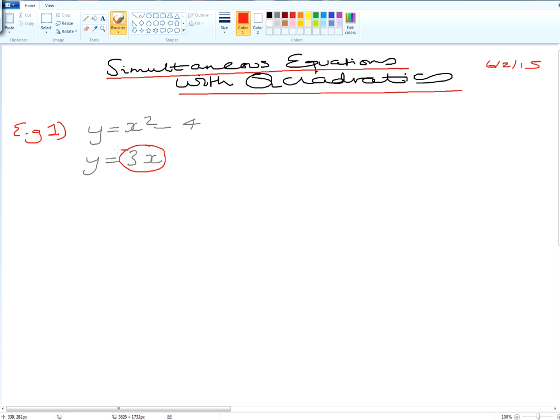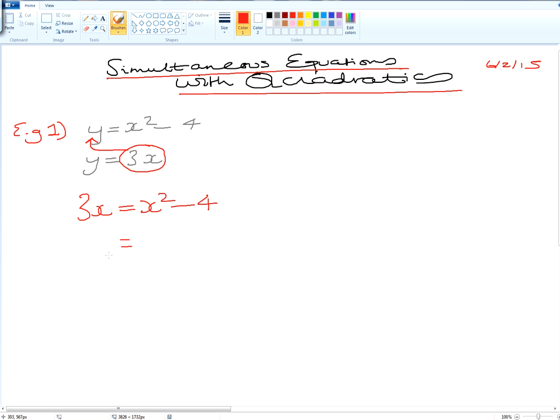So y is equal to 3x. So when we see a y, you put a 3x there. So 3x is equal to x squared minus 4, because this y here is equal to 3x. So what we've done now, we've put the second equation into the first equation where it says y. Okay, so we got this now.